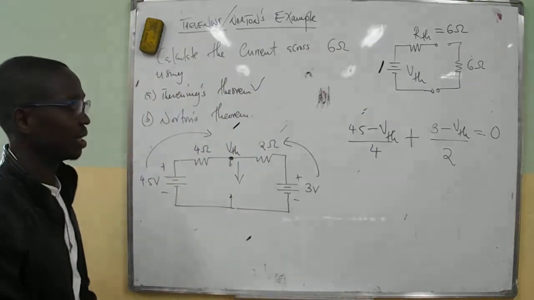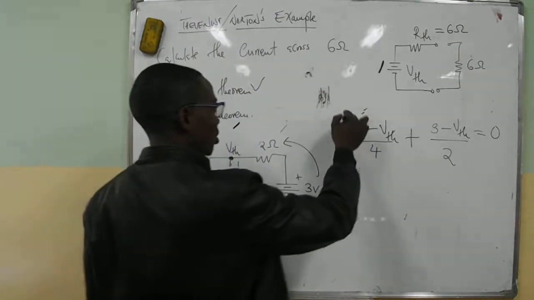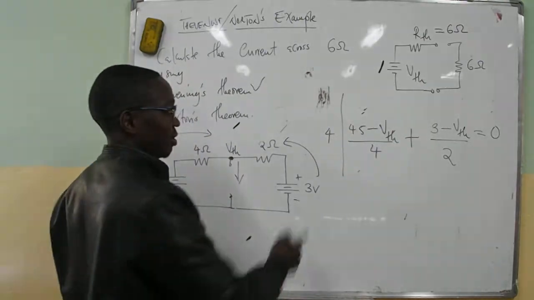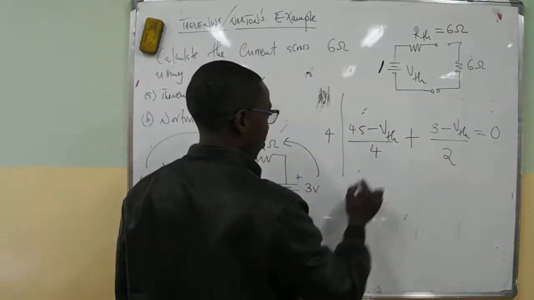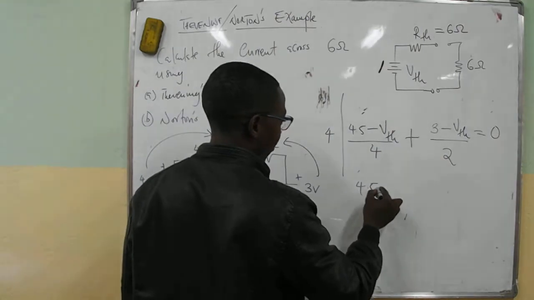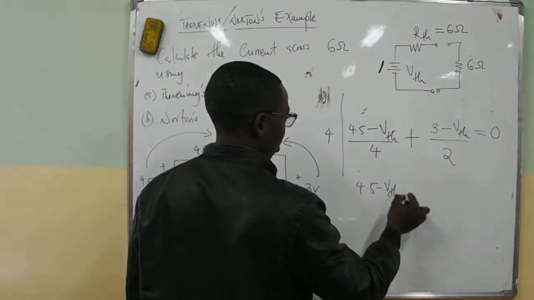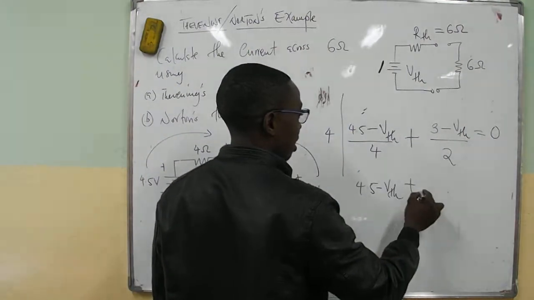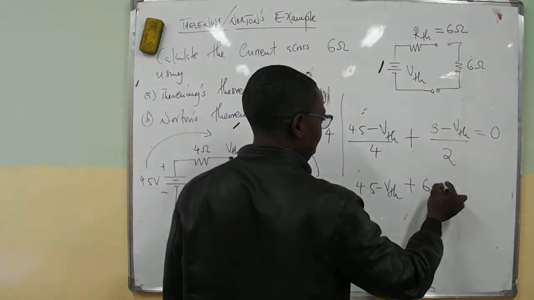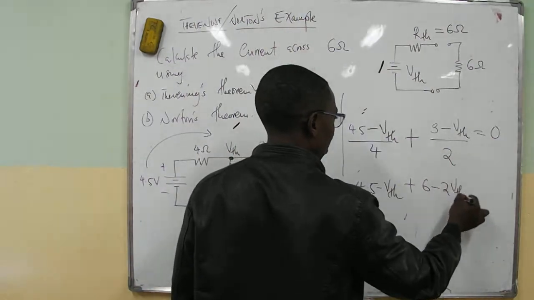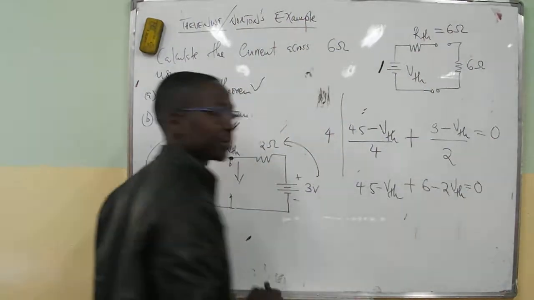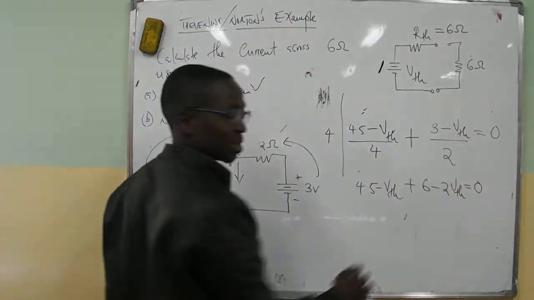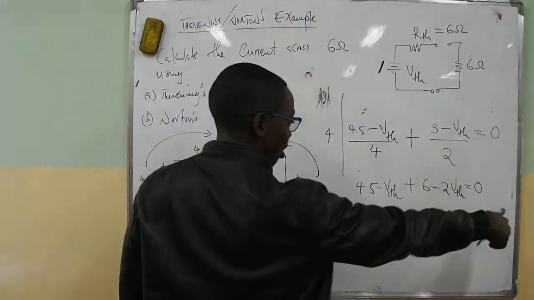Okay, you have that. Upon having this, we can get rid of the fractions by multiplying these expressions throughout by 4. Okay, 4 times that, you remain with the numerator, which is 4.5 minus VTH, plus 2 into 4 is 2 times the numerator there, you're going to have 6 minus 2 VTH, which is going to give us a 0.